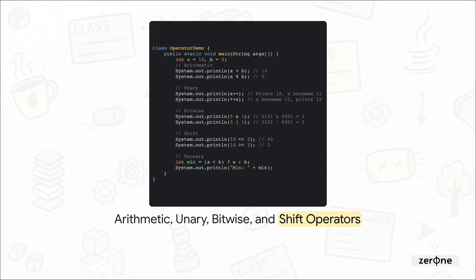When you see a++, that's a post-increment. The program uses the current value of a and then adds 1 to it. But ++a is a pre-increment. It adds 1 before using the value.